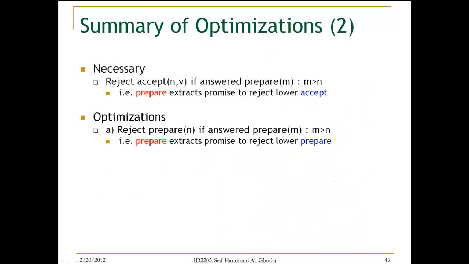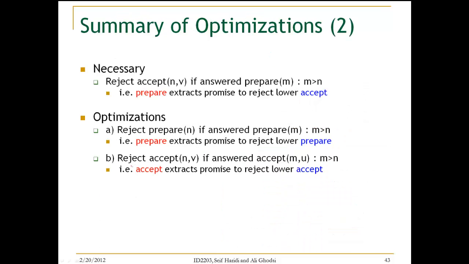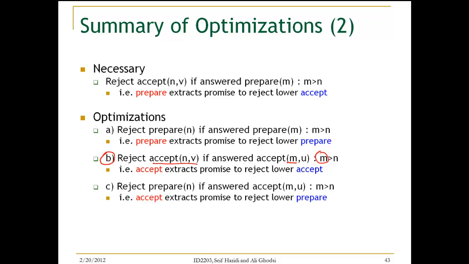So here we are: reject an accept with ballot number N if you have already answered an accept for a ballot number higher than N. In a sense, you can say that an accept extracts a promise to reject lower accepts. And we also reject a prepare N if you have already answered an accept M with a higher proposal number M. So an accept also extracts a promise to reject lower prepares.